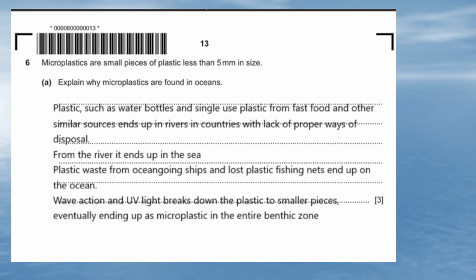Plastic waste from ocean-going ships and lost plastic fishing nets ends up in the ocean. So now I have some named sources in the ocean. Wave action and UV light break down the plastic into smaller pieces, eventually ending up as microplastic in the benthic zone. So here I'm trying to be quite specific on what types of plastic, where it comes from, how it ends up there, and how it gets broken down. This is what I want you to think about when answering questions like this.